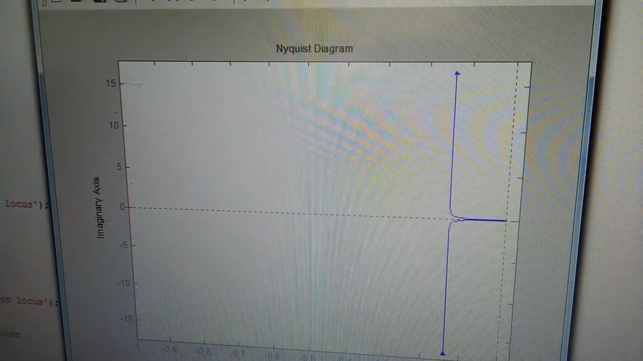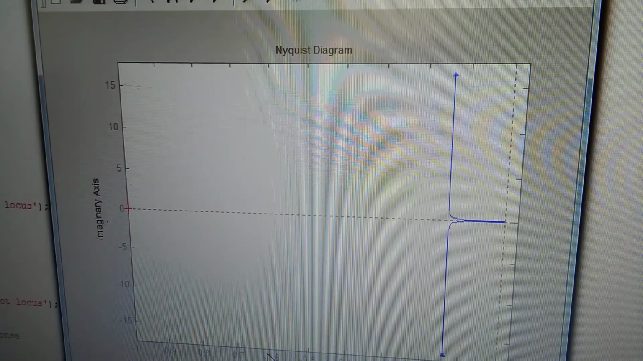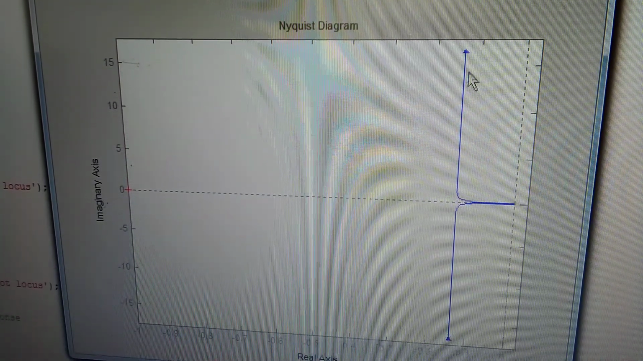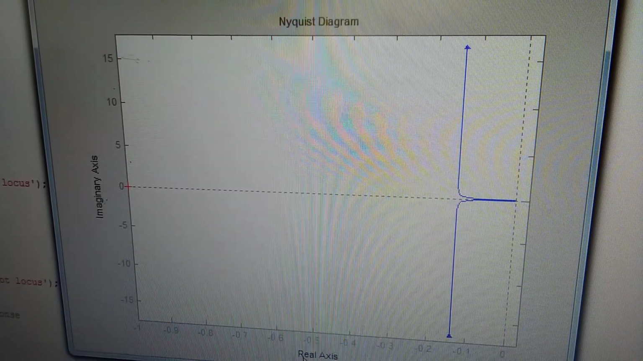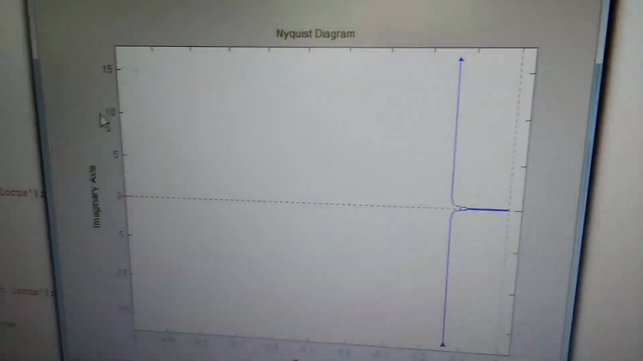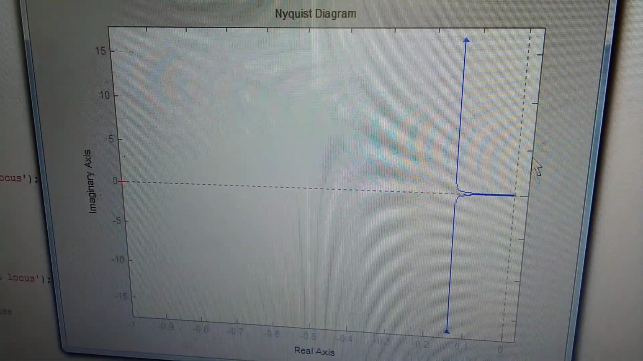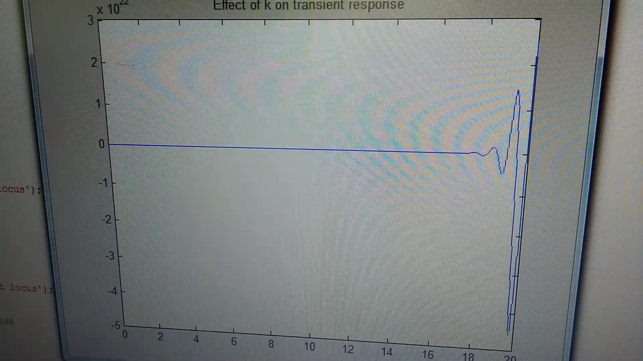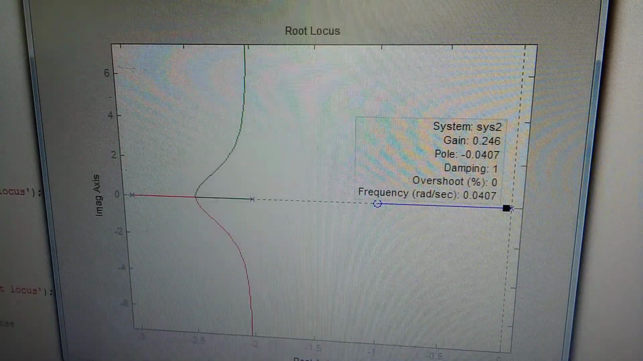The last output is the Nyquist plot. For the given transfer function we draw the Nyquist plot. The real part is the x-axis, the imaginary part is the y-axis. We can draw the diagram. This is the Nyquist plot. So this graph is the output of the given transfer function.